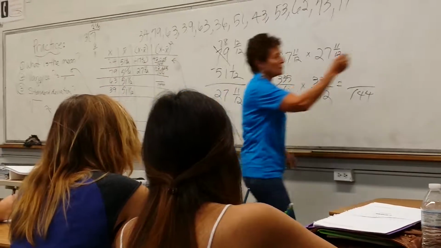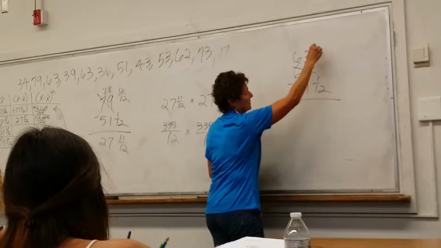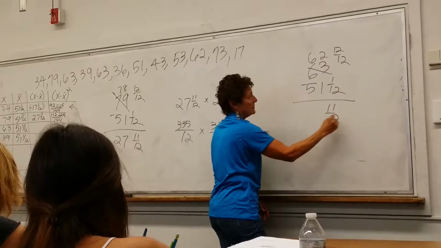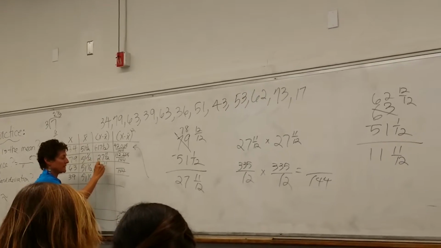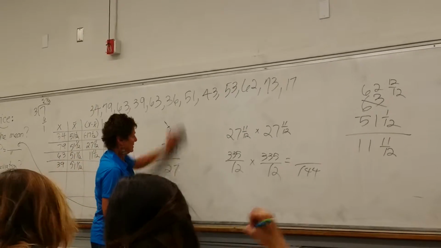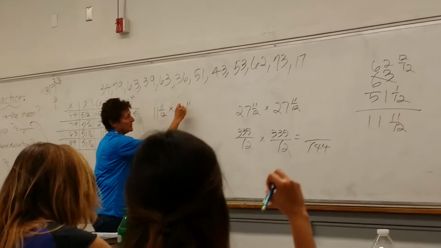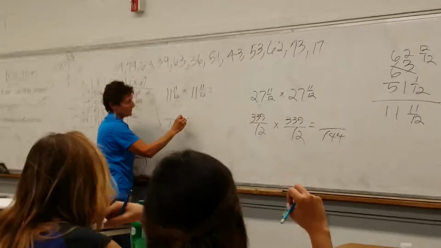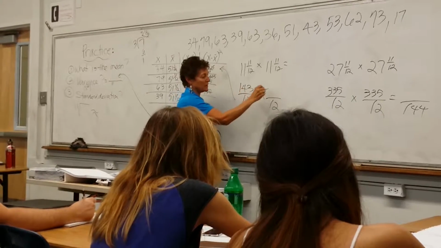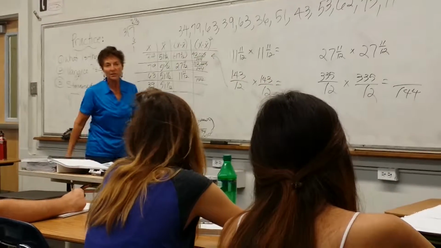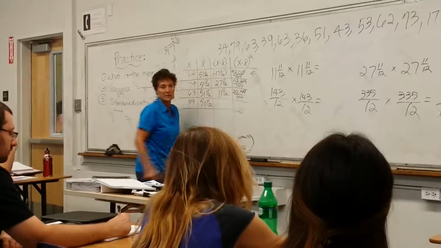63, take away 51 and 112. Borrow here, 260. Have to borrow again. 62 and 12. So we get 11 and 11 twelfths, and we're gonna square that. So 11 and 11 twelfths is 12 times 11 is 132, plus that is 143. And then 143 times 143 is 20,449.